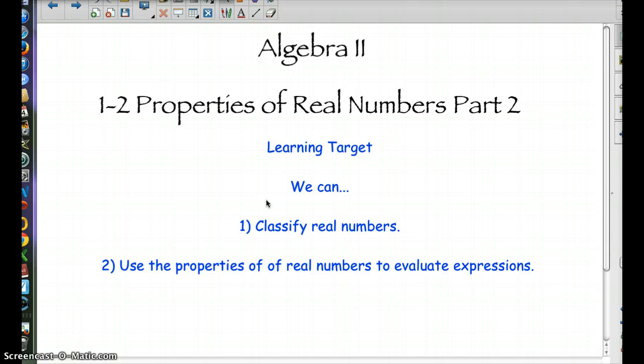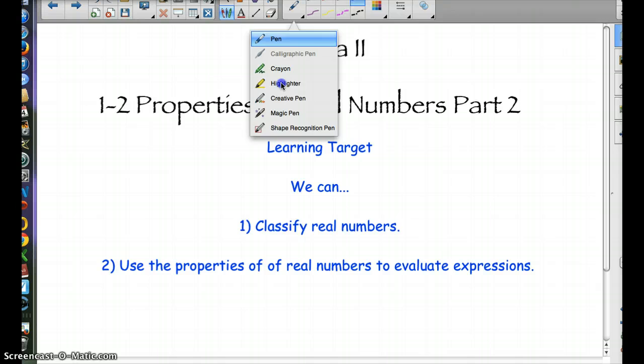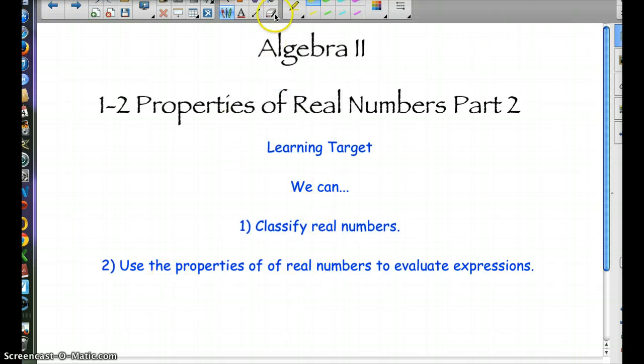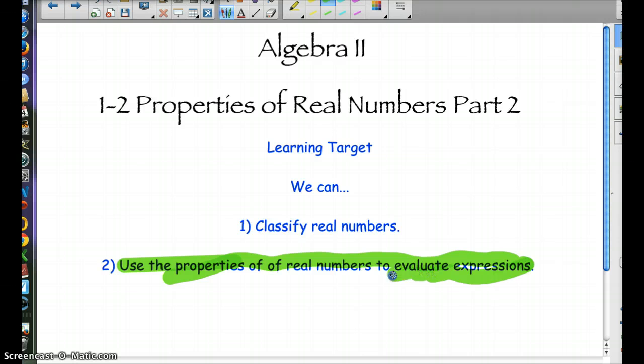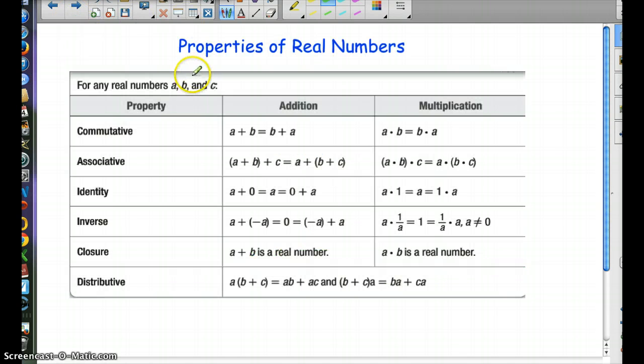Hello, algebra students. We're going to finish up section 1.2, properties of real numbers. In this video, we are focusing on the second learning target, which is we're going to use the properties of real numbers to evaluate expressions. So let's look at the properties. What are the properties of real numbers? So I want you to go ahead and pause the video and write these down, please.